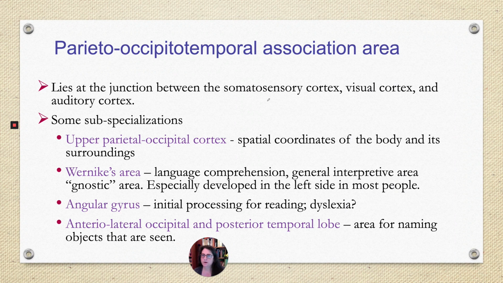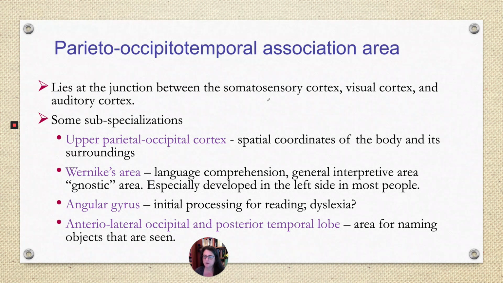Starting with the parieto-occipital temporal association area. Once again, it's between the parietal, occipital, and temporal areas, where we have the primary sensory, vision, and auditory information coming from those areas. And the way I like to think about it is it helps us understand our position in the world we're in.